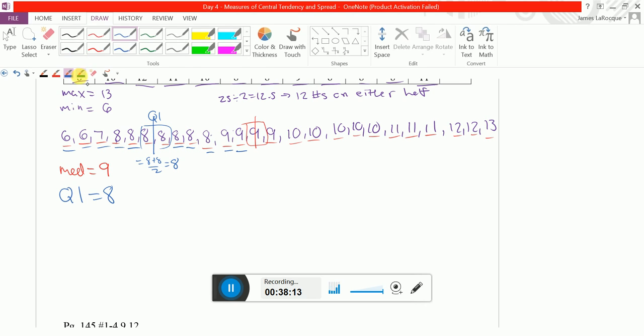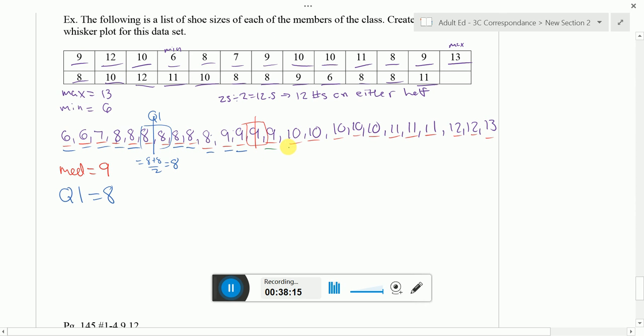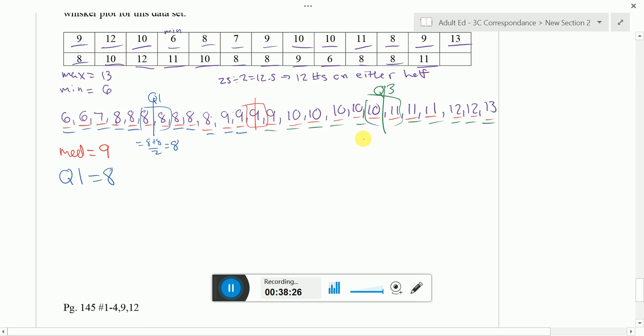Our Q3 is the middle of the second half. So 1, 2, 3, 4, 5 from each end. And the Q3 is in between those two middle values. So 10 plus 11 over 2, or 10 and a half.